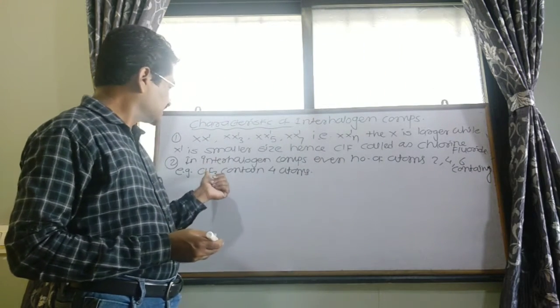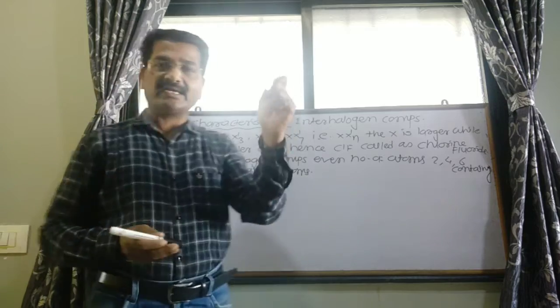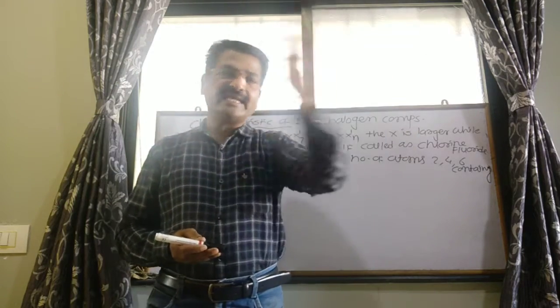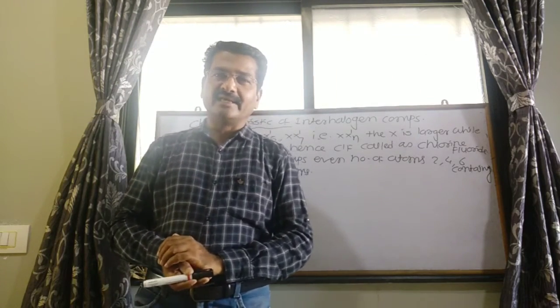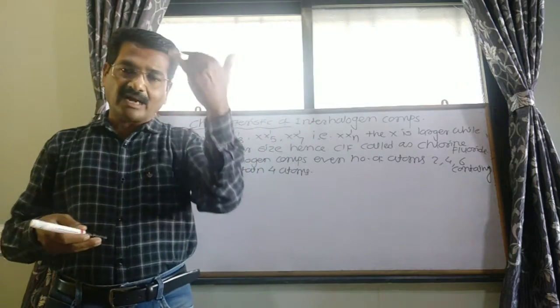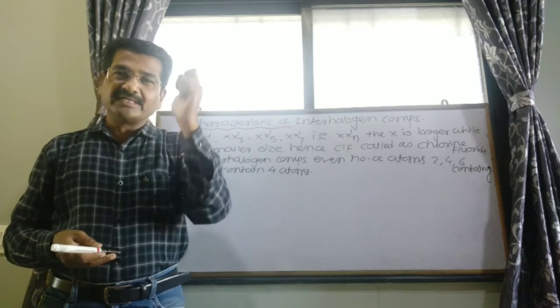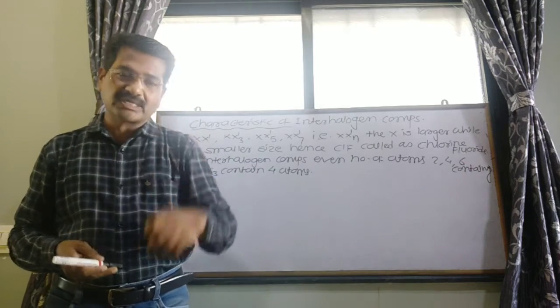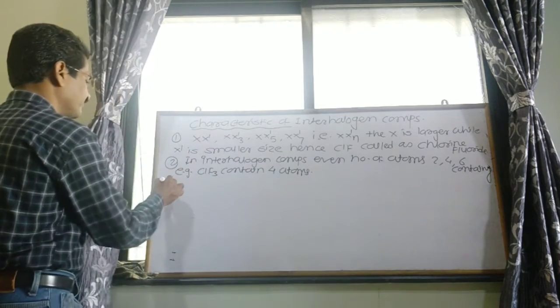For example, ClF3 contains 4 atoms. We can take any interhalogen compounds that contain an even number of atoms by combinations of one halogen and another. The properties of interhalogen compounds are intermediate.